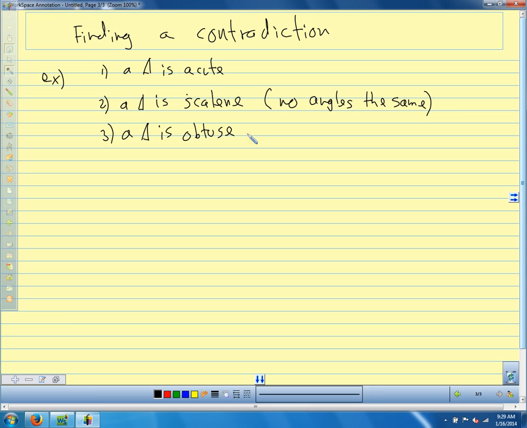So everybody think about it for a minute. Which of these two are impossible to happen together? 1 and 3. A triangle can't be acute and obtuse at the same time. It could be acute and scalene. It could have all different angles. That's fine. And it could be obtuse and scalene. That's fine. It could have an angle larger than 90 degrees, but all the angles could be different. But it can't be acute and obtuse at the same time. 1 and 3, because a triangle can't be acute and obtuse.